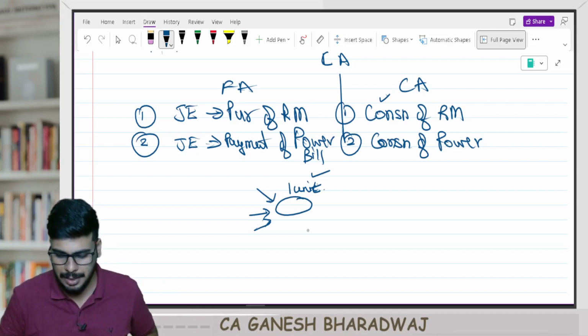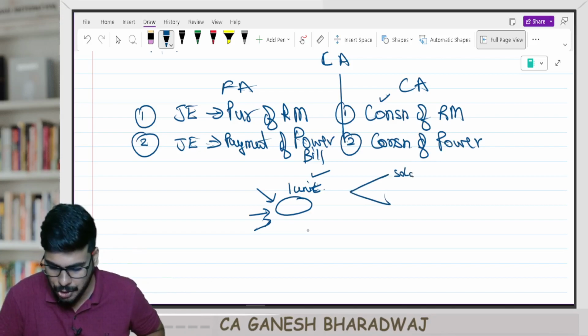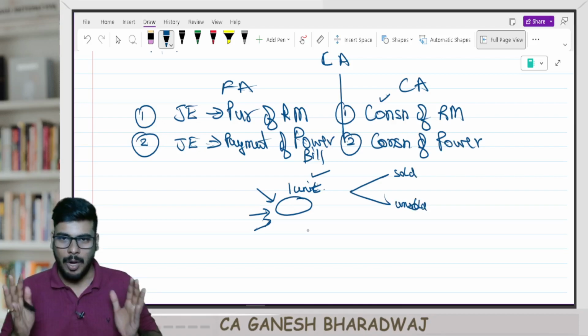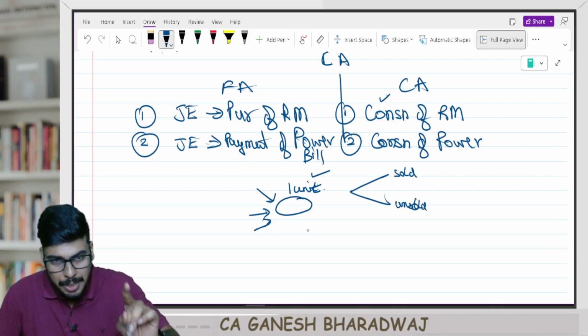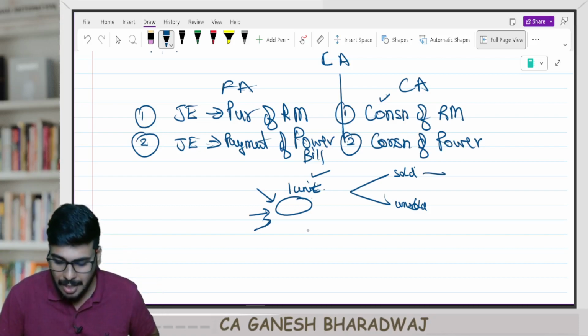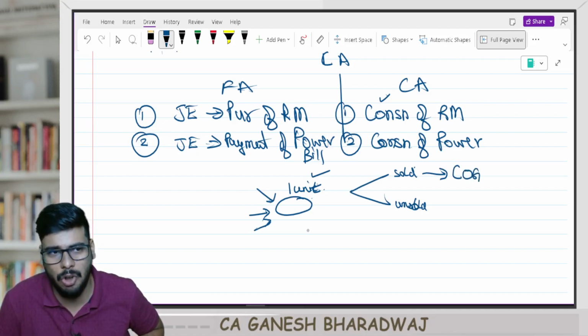Yes, guys. There are only two options. Whatever goods have been produced can either be sold or remain unsold. Correct? The cost incurred in respect of units sold is popularly called cost of goods sold.